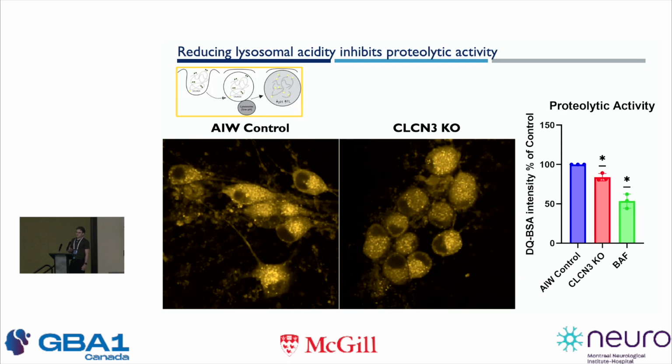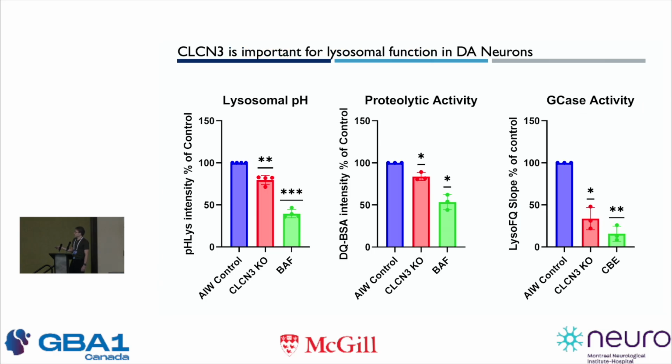Next, we wanted to find out if this change in pH also affected proteolytic activity. And while using DQ-BSA, which is a probe that fluoresces more with more enzymatic activity, we see a reduction in fluorescence when you knock out CLCN3. So the pH is in fact impairing activity. So overall, we're seeing a reduction in acidification, a reduction in proteolytic activity, and a very strong reduction in GCase activity. But why do we only see a 10-15% reduction in overall activity for all the enzymes, but we see a 70% reduction for GCase activity?